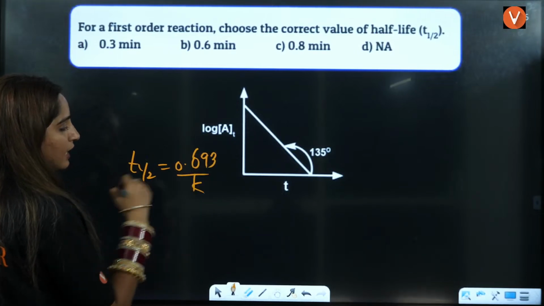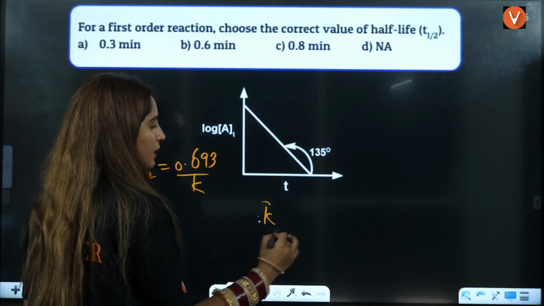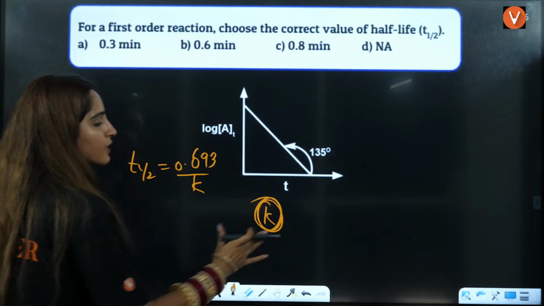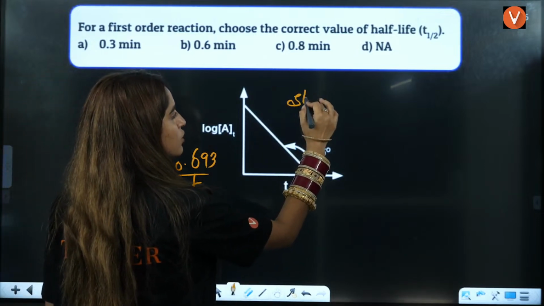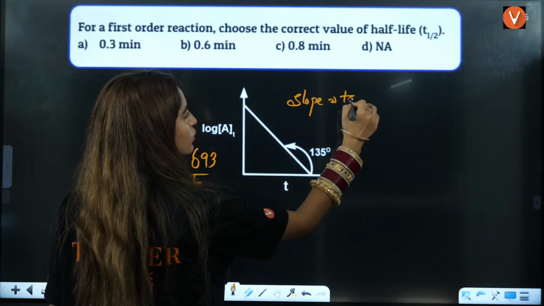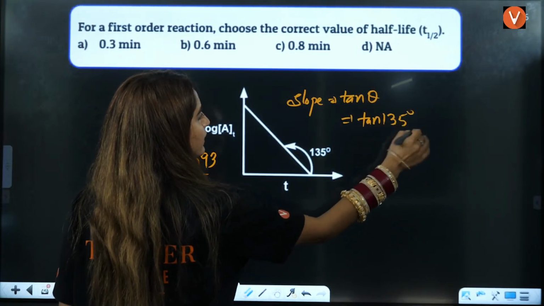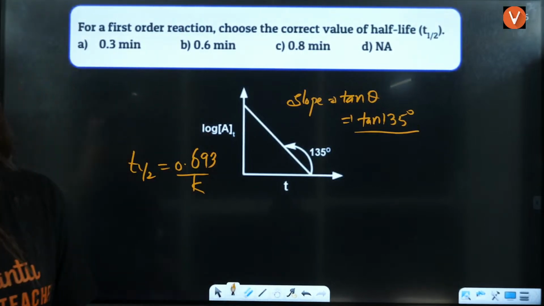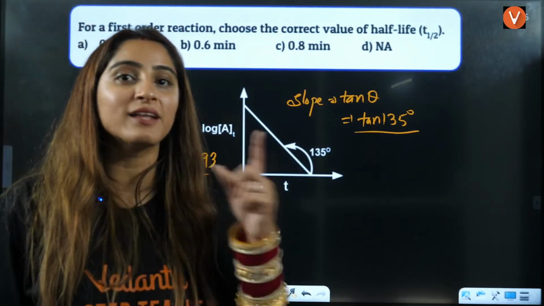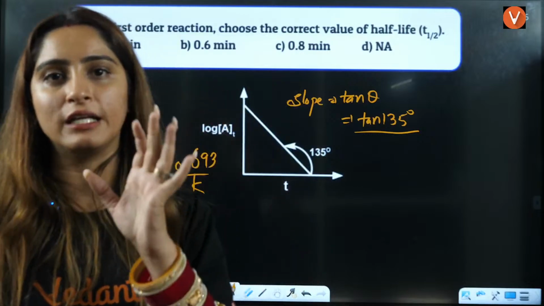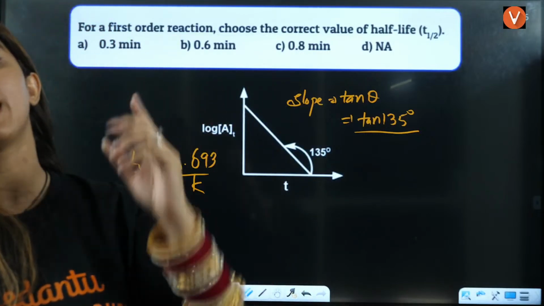0.693 divided by K. K is nothing but the slope, right? What is slope? Anybody? Slope is equal to tan theta, tan of 135 degrees. Now here you will work on your mathematics, right? This is why this question is never asked in NEET. But this question can surely be asked in JEE.